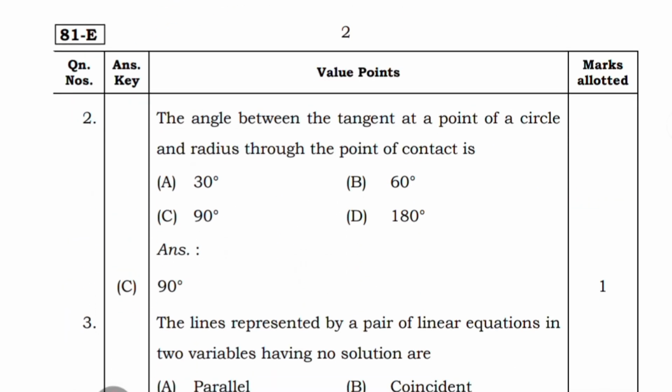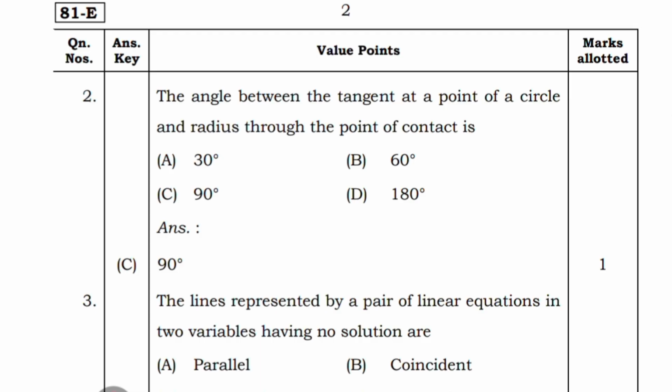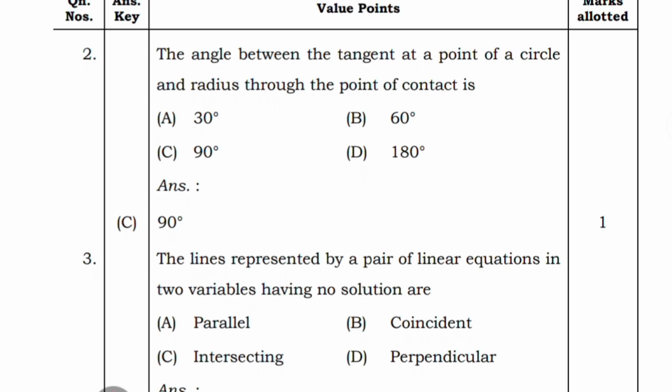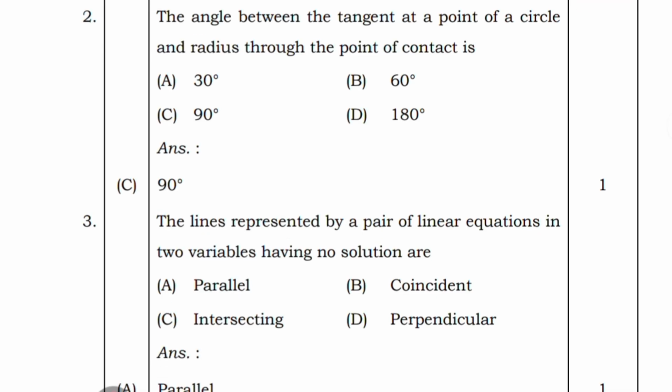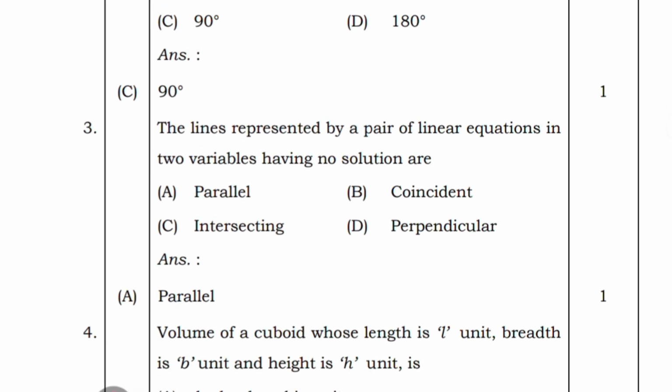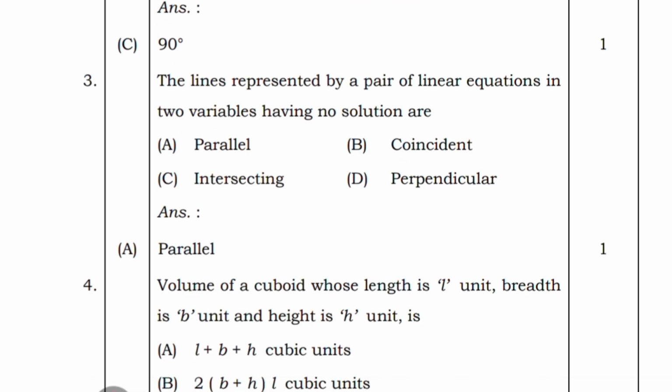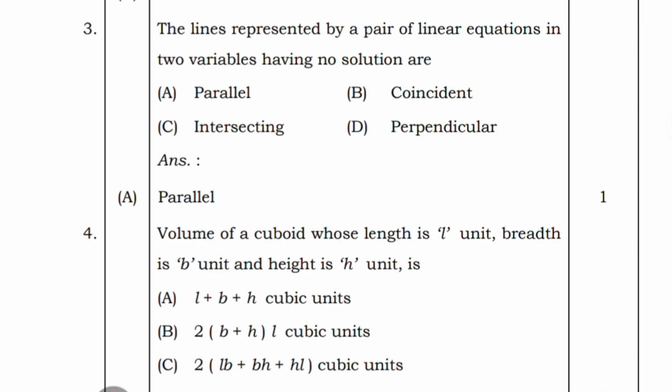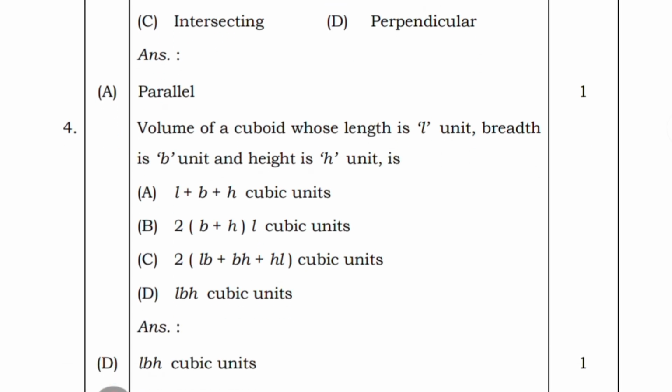Coming to the second question, the angle between the tangent and the radius of the circle through the point of contact is. Here both make a 90-degree angle. Both are perpendicular to each other. So option C, 90 degrees, is the correct answer. The lines represented by a pair of linear equations in two variables having no solutions are. Option A is correct, parallel.